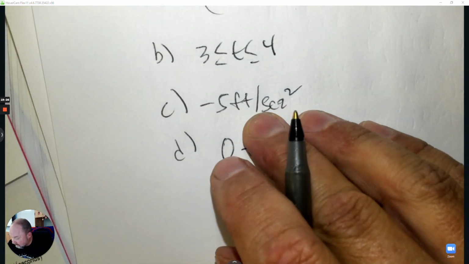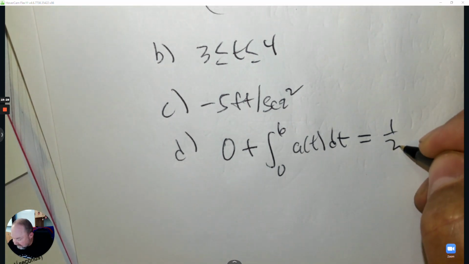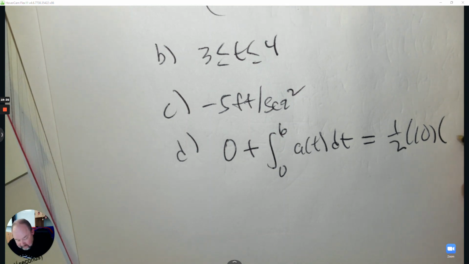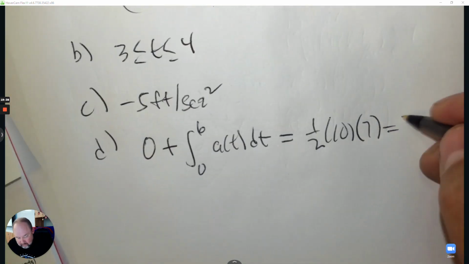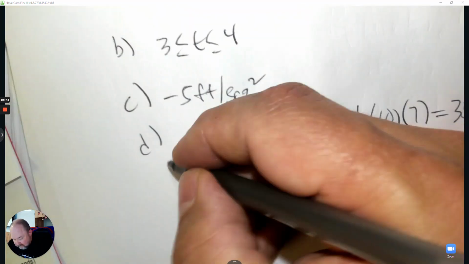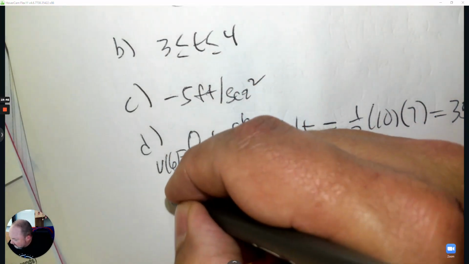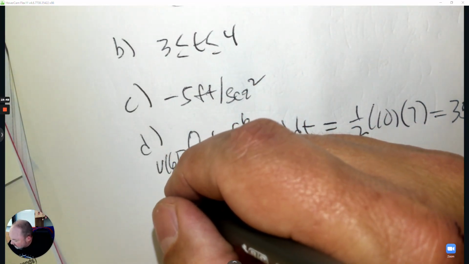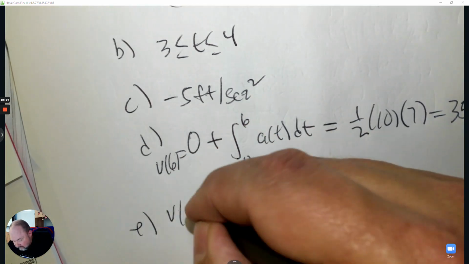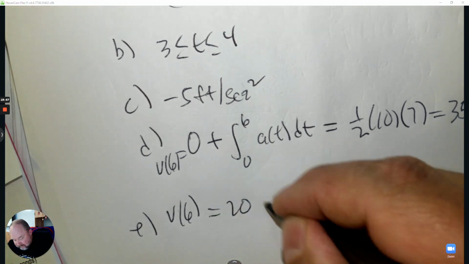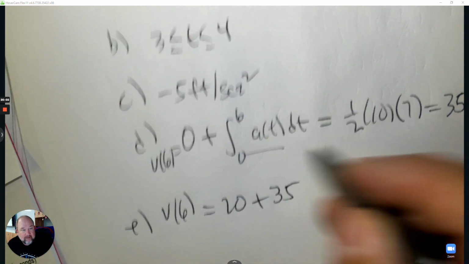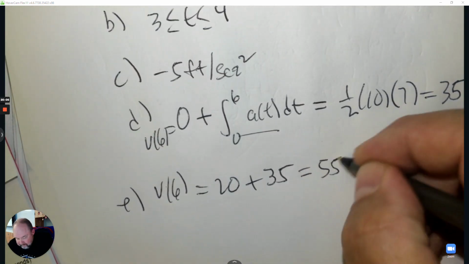So I need to find the area from 0 to 6. So that's a trapezoid. That's 1/2. The height of the trapezoid is 10. The two bases are 1 and 6. That's 7. So 70 divided by 2. So the answer is 35. That's the velocity at 6. If the initial velocity is 20 feet per second, how would that change? So now it would be 20 plus what we just said, which is 35. You don't have to write it again, plus 35. So now it would be 55.